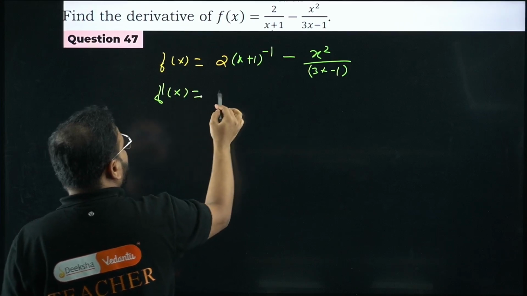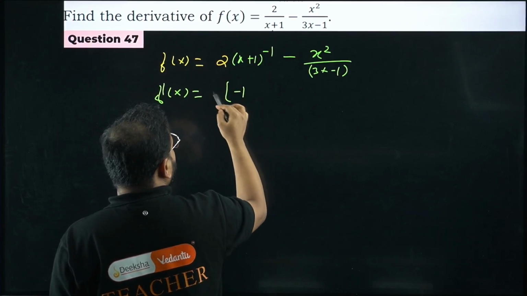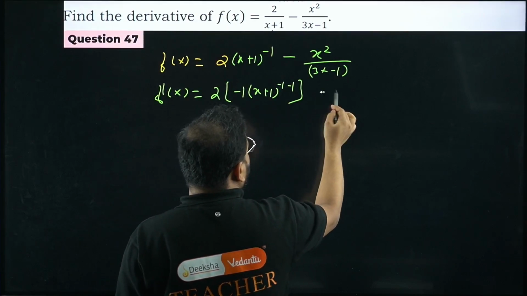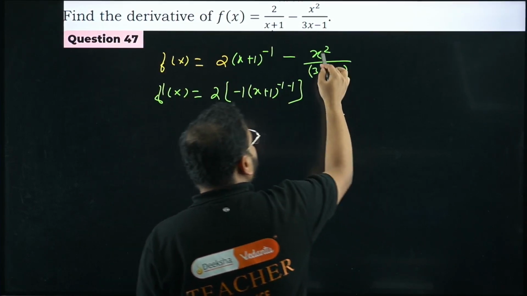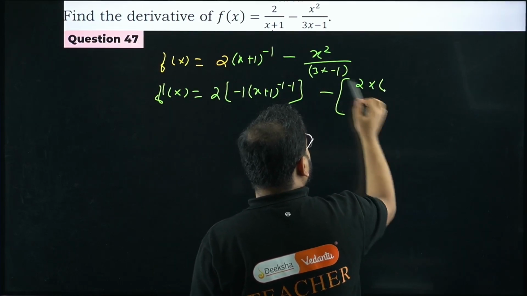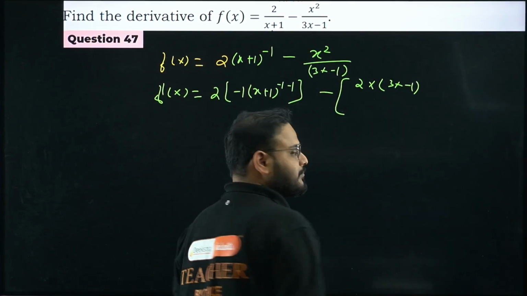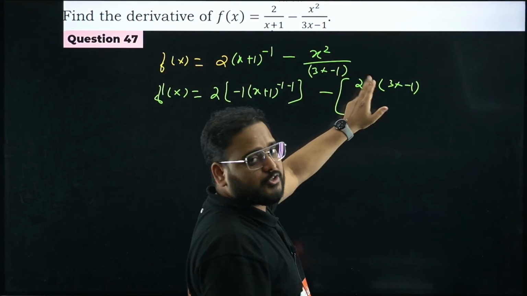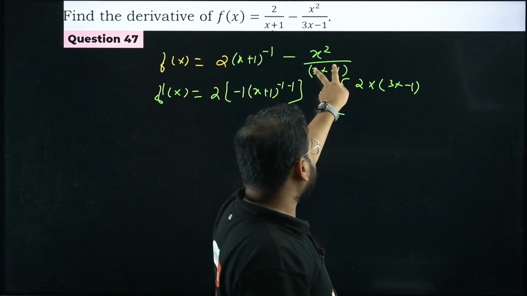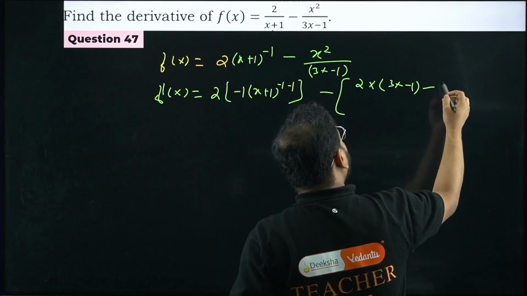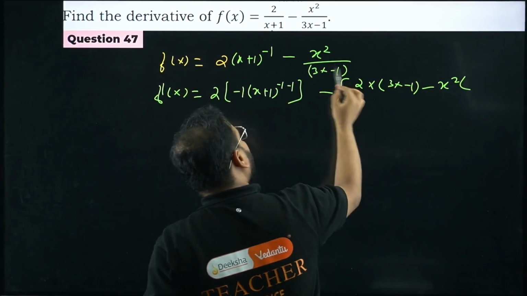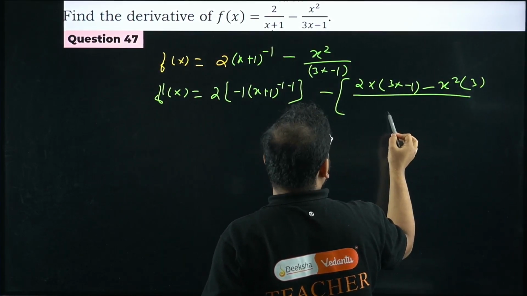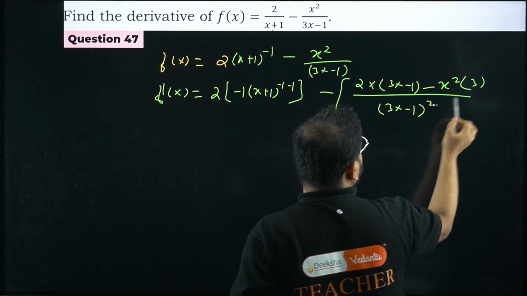F dash of x will become 2 times of, what will we get? Minus 1. Okay. X plus 1 power minus 1 minus 1. This is done. Minus. Differentiate this. What are you going to get? First for this we will get 2x. Keep this as it is. 3x minus 1. Correct? Check this out. I have x square over here. Differentiate that, you'll get 2x. First you differentiate the numerator. So 2x, this is as it is. There will be a minus sign. Now keep x square as it is. Differentiate the denominator. You're going to get simply 3 over here. Nothing else. Divided by what I have, 3x minus 1 the whole square.